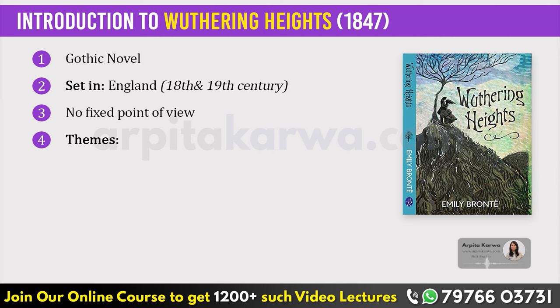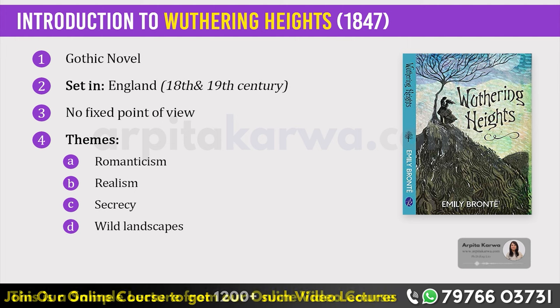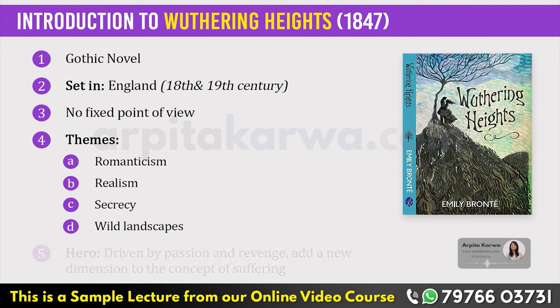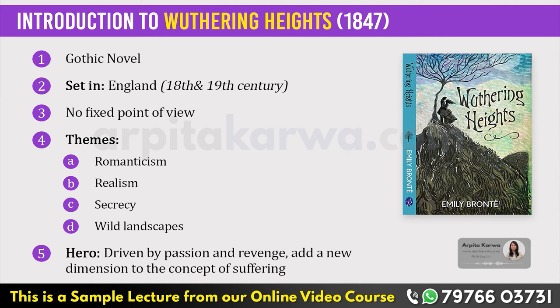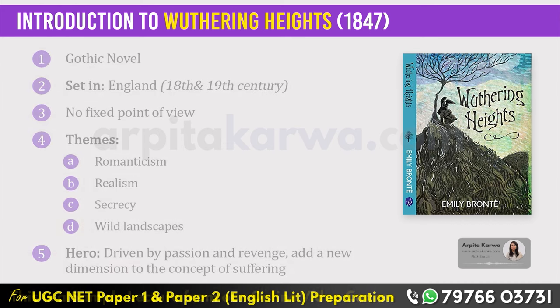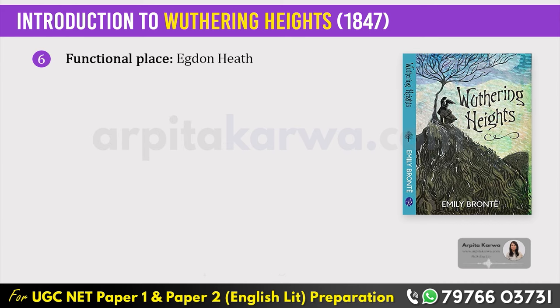Apart from this, in this novel you will find romanticism, realism, secrets, wild landscapes, and a lot of different interesting elements. And friends, in this novel, the hero is driven by passion and revenge. It adds a new dimension to the concept of suffering. And in this work, Emily Bronte also creates a fictional place called Egdon Heath.